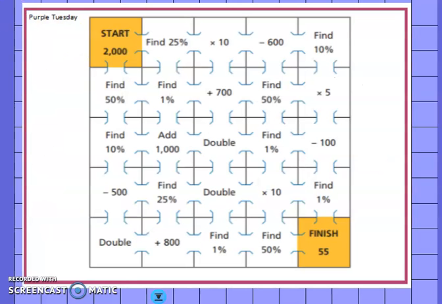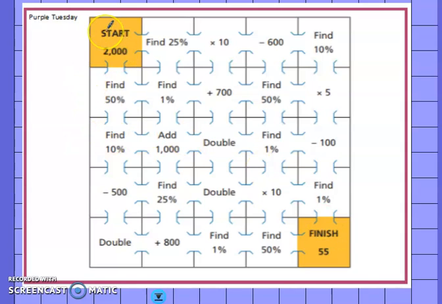In the purple task now, you need to work through this maze. So this is a really fun one for this purple task today. You start off with the number 2000 and you need to see what route you can take to finish on 55. So this is for that really high level maths where people are going to push themselves and challenge themselves, which I really recommend lots of you do because your maths has been incredible so far.